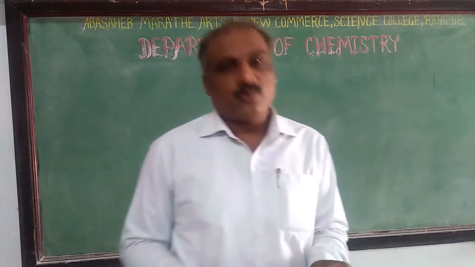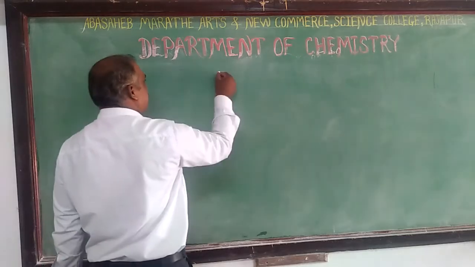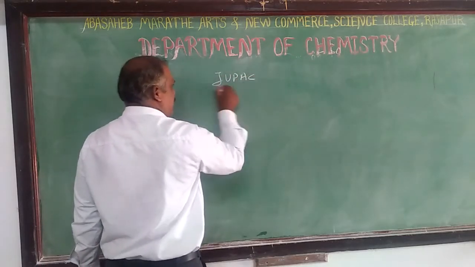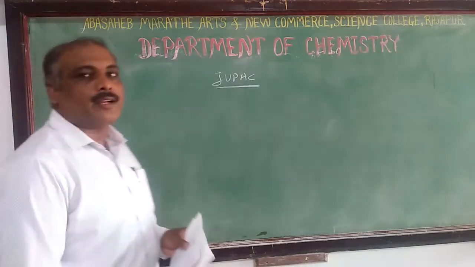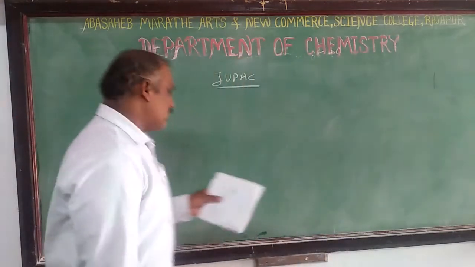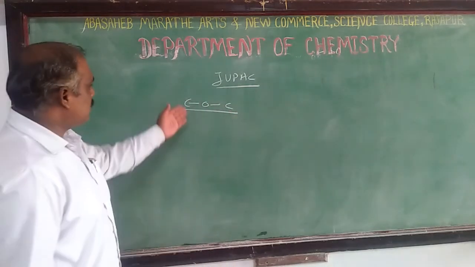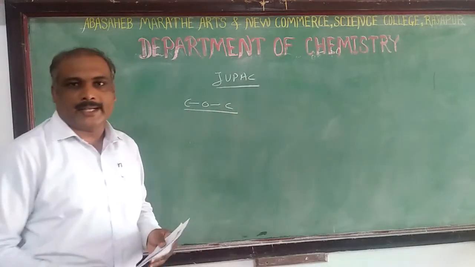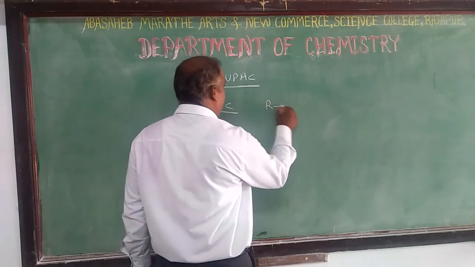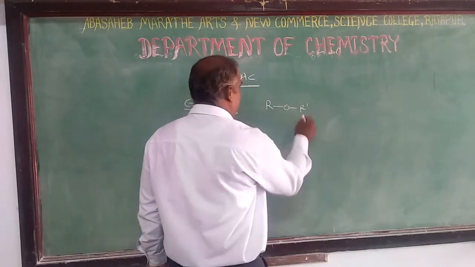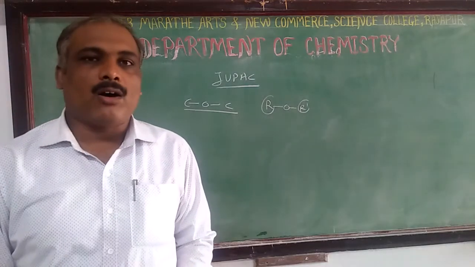Today's lecture, we will see the IUPAC nomenclature of ethers. Ethers are organic compounds having the functional group C-O-C. The general formula of ethers is R-O-R', where R and R' can be alkyl or aryl groups.